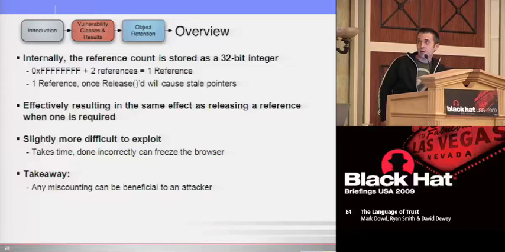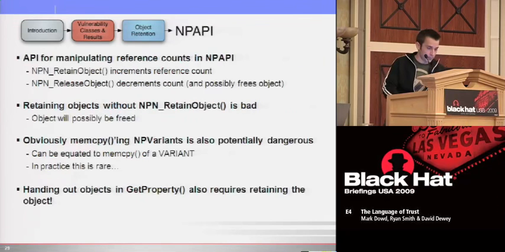So with the reference count, internally it's stored as a 32-bit integer on a 32-bit system. The idea behind too many references also leading to exploitable conditions is that if you exceed the 4 billion mark on a 32-bit system, it can wrap around to one reference, and then if that reference is freed, it will cause the same stale pointers as if it had been released too early. So it effectively has the same consequence. These are slightly more difficult to exploit. The problem is the browser can freeze if you try to increment it that many times. But the takeaway is that miscounting here is beneficial to an attacker.